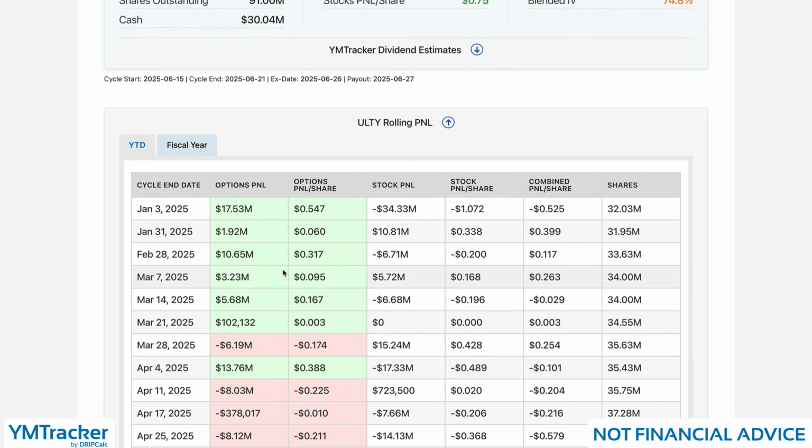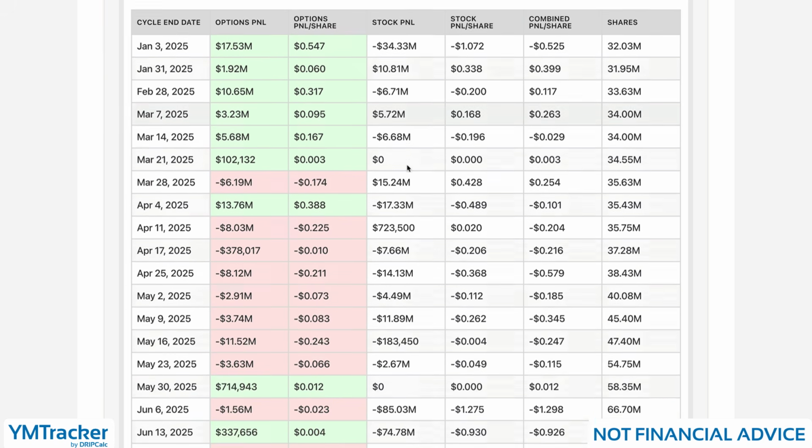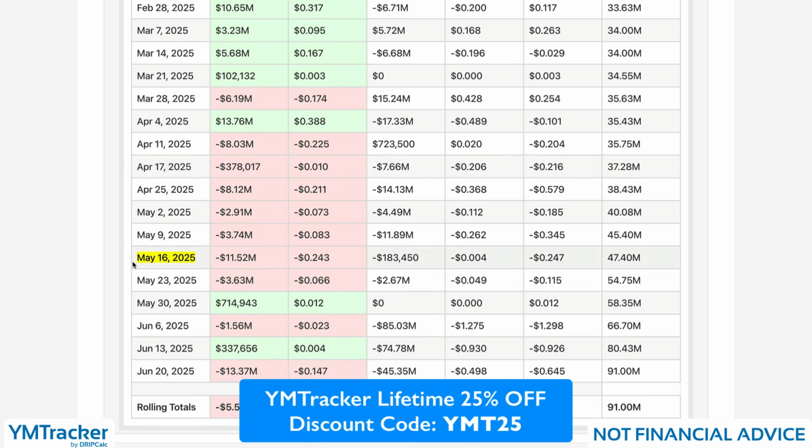So with that said, let me show you the nuts and bolts and the meat of this verification. I actually compared 3 different cycles: May 16th, May 6th, and May 13th. I imported all their trades and calculated the PNL for options and the PNL for stock trades.